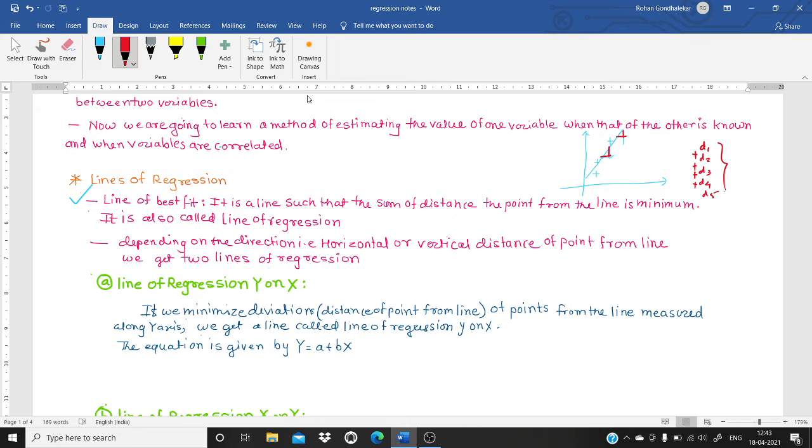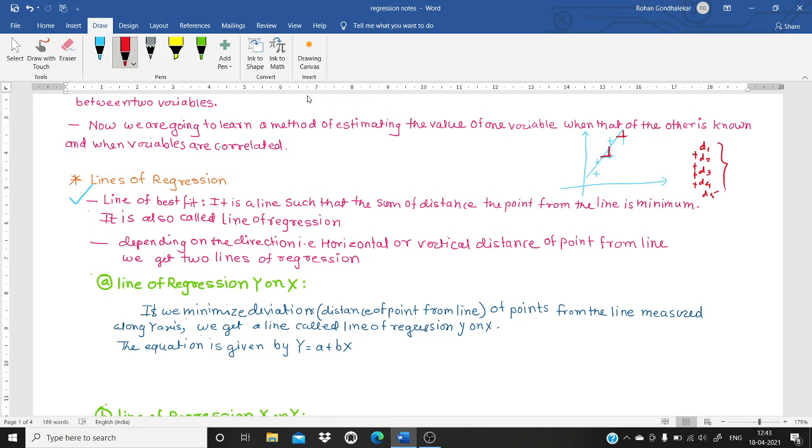So that's why I use the word lines. I'll get two lines of regression. One is a line of best fit by considering the horizontal distance, and the other one is a line of best fit by considering the vertical distance. Just remember, vertical distance means the distance along the y-axis, and horizontal distance means along the x-axis. Fine. Okay, now come to the next point, which is very important.